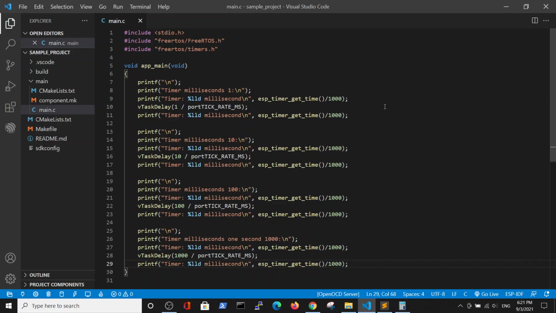Also, in previous videos, we examined that for very small delays, like 1 millisecond, it's quite problematic to use this kind of delay. Here we want to compare delay for 1 millisecond, 10 milliseconds, 100 milliseconds, and 1000 milliseconds, which is a second. For simplicity, we will divide the time in microseconds by 1000 to have a result in milliseconds. So we will talk only in milliseconds for simplicity reasons.